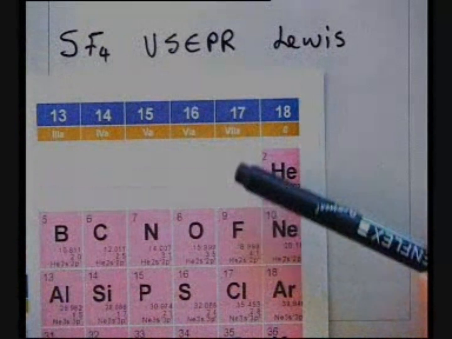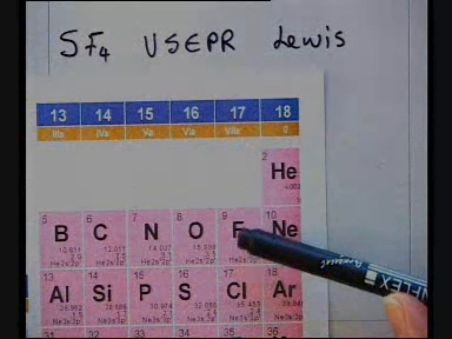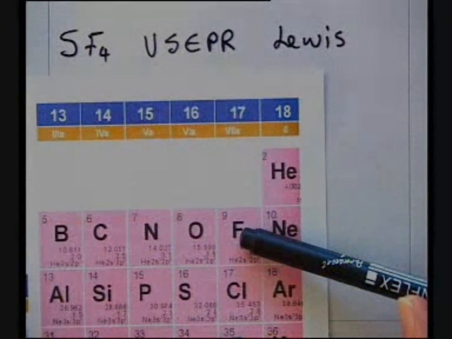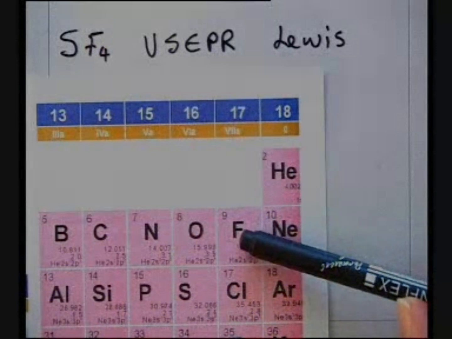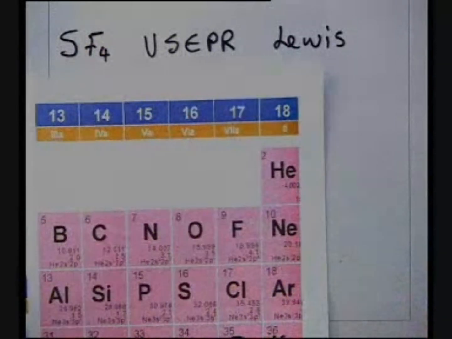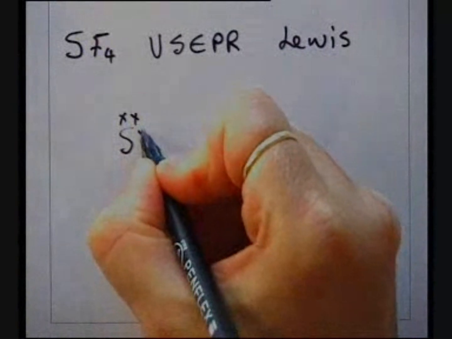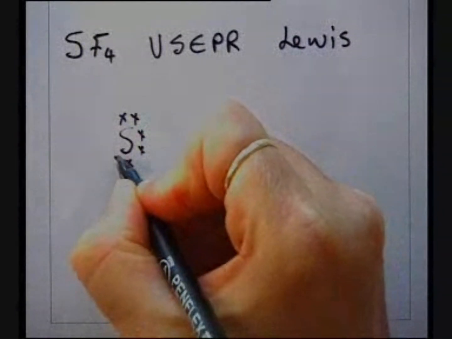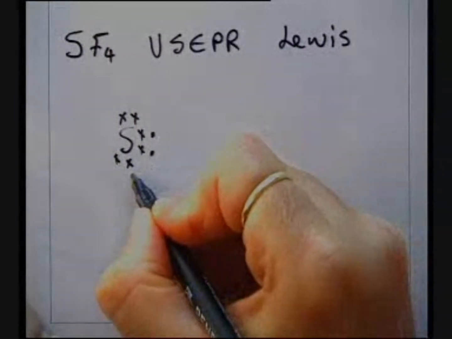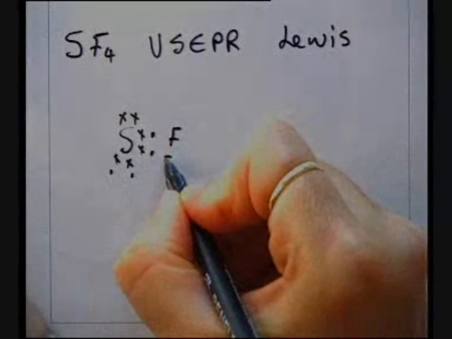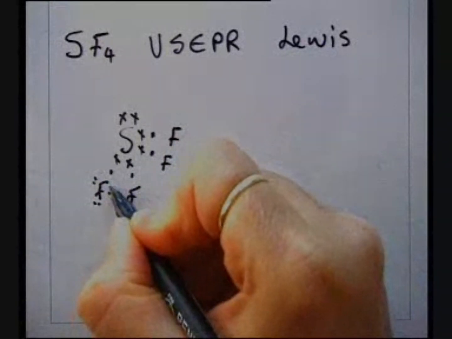The fluorine atom is found in the 7th group and 2nd period of the periodic table. It has got 7 valence electrons for covalent bond formation. Fluorine is a terminal atom and will only form single bonds. Sulfur having 6 valence electrons, and we've got 4 fluorine atoms, 7 valence electrons.